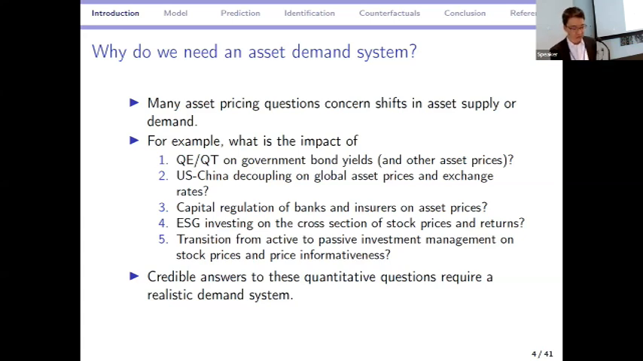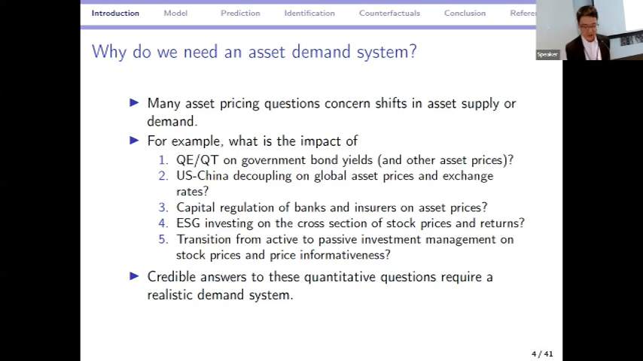There's a lot of nice work on how capital regulation in banking and insurance can affect demand curves. Like post global financial crisis, there was a lot of regulation on banks and insurance companies that caused the demand for risky assets to shift in ways that could potentially explain big asset price movements.